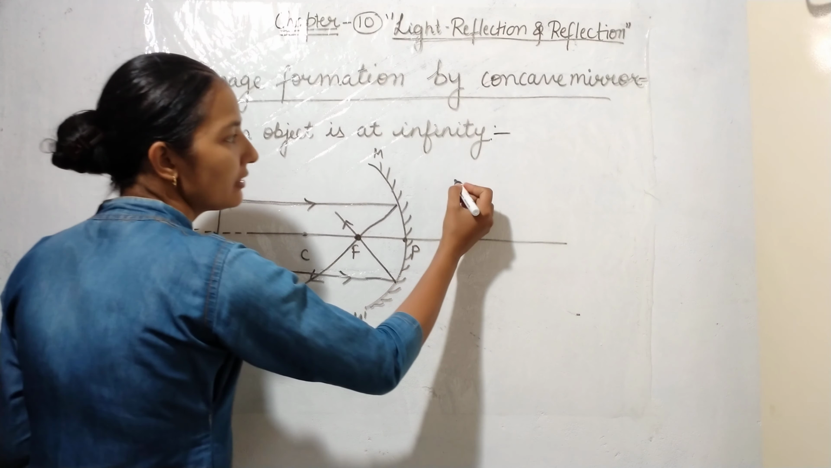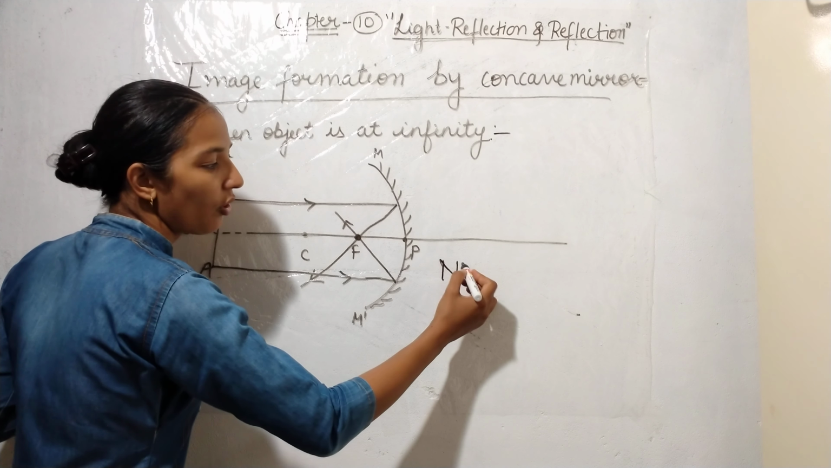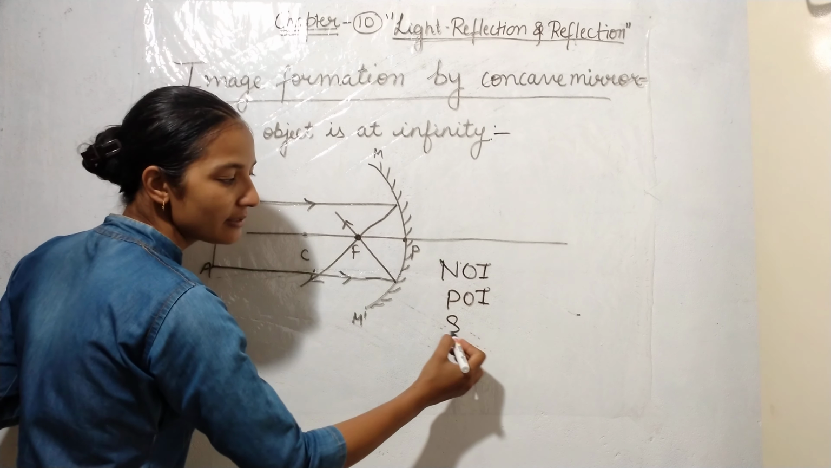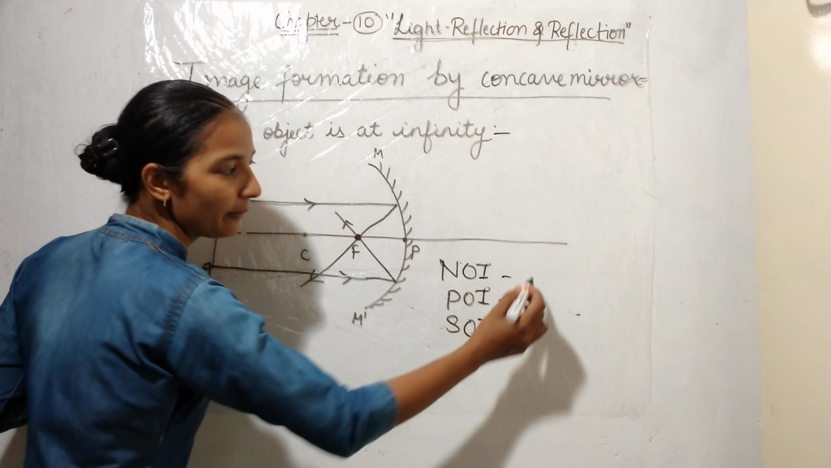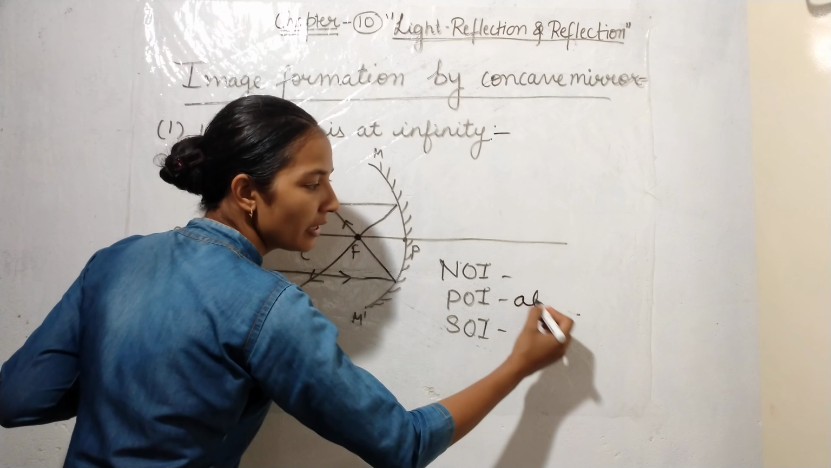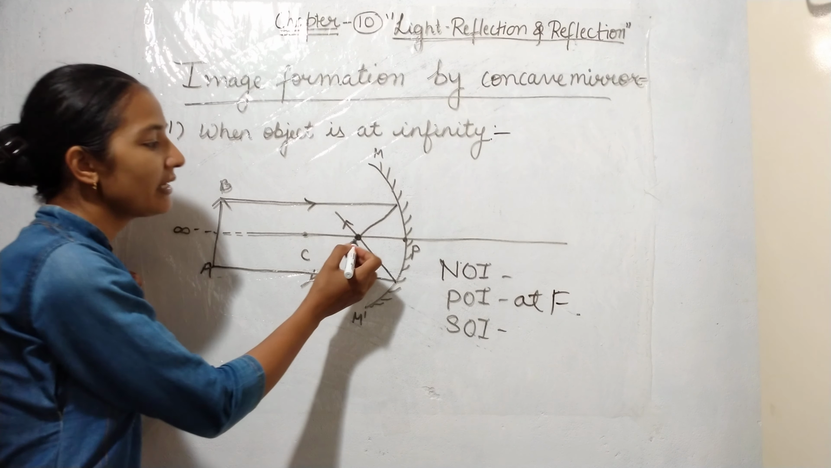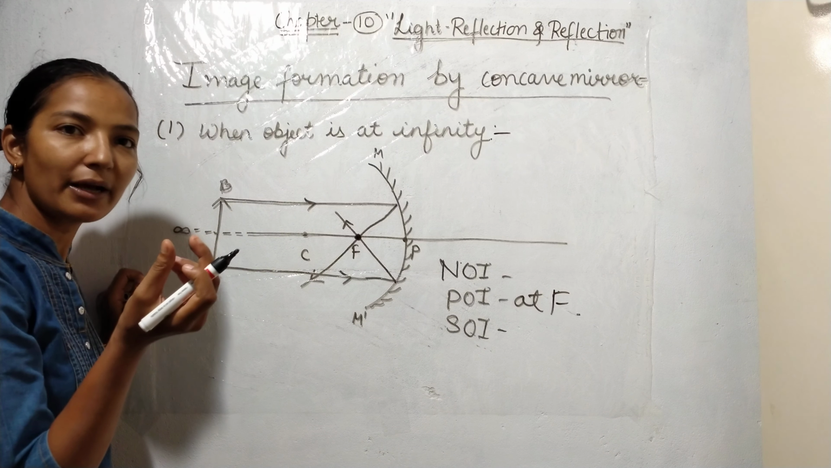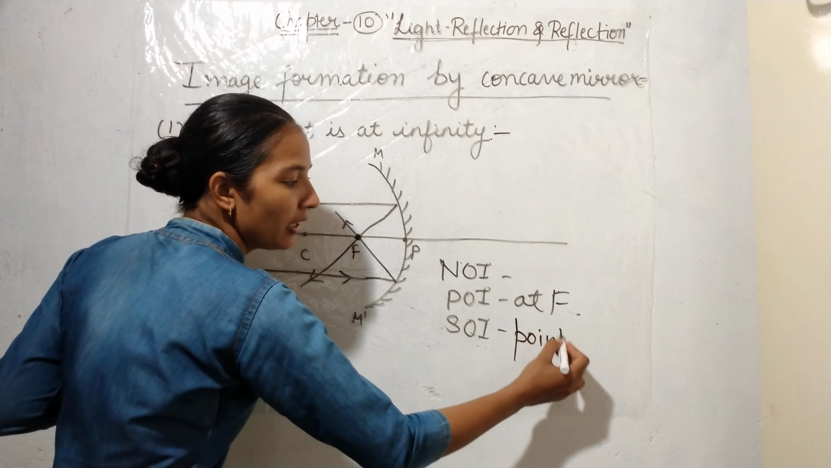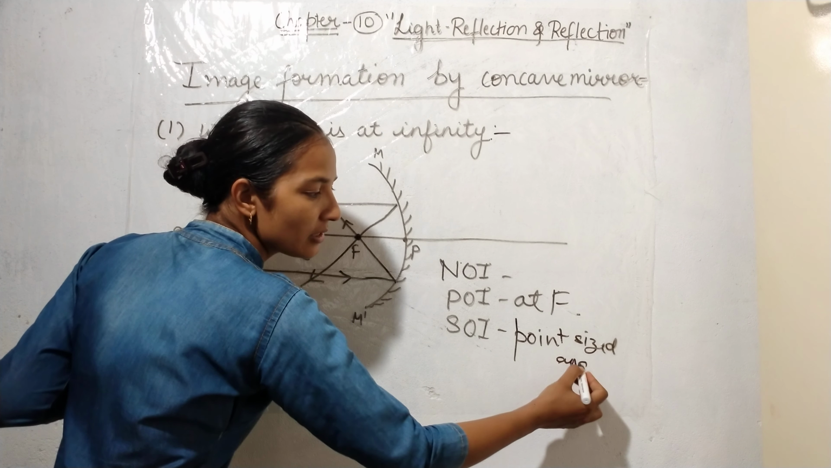So we can say in this way there are certain points that we have to write, like the nature of image, the position of image, and the size of image. Where the image is formed, it is formed at focus. That's why the position of image will be at focus. Both the rays are meeting just like a point on the principal axis. So the size of image is said to be point sized, and also it is diminished.